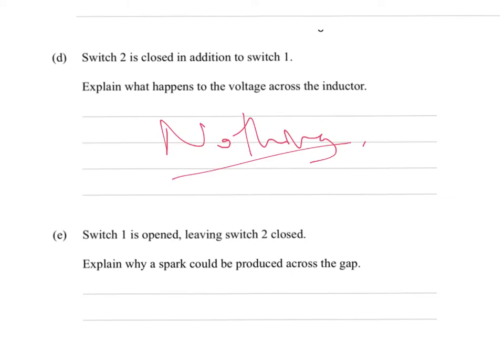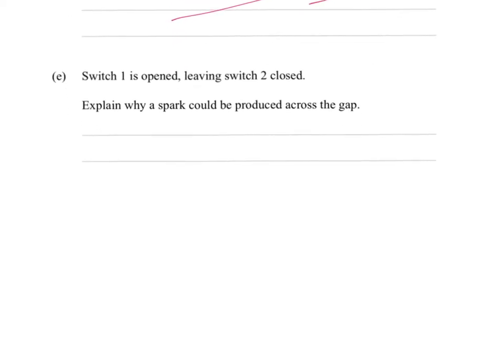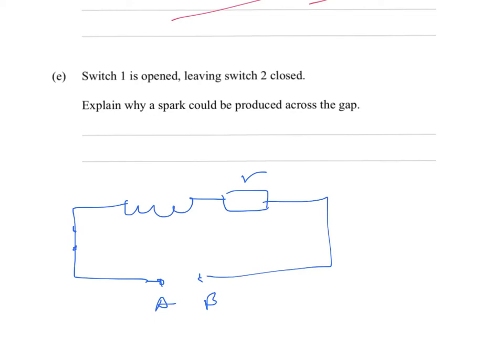Anyway, carrying on. Switch 1 is open, leaving switch 2 closed. Explain why a spark could be produced across the gap. And this is kind of the culmination of all of this, where the spark comes from. Once switch 1 is opened, you've got that inductor internal resistance, and then the switch has been closed here, and you've got that gap between A and B. Previously there was a current flow through the inductor, which as soon as you open that switch is going to try and collapse, so the current is going to try and drop.